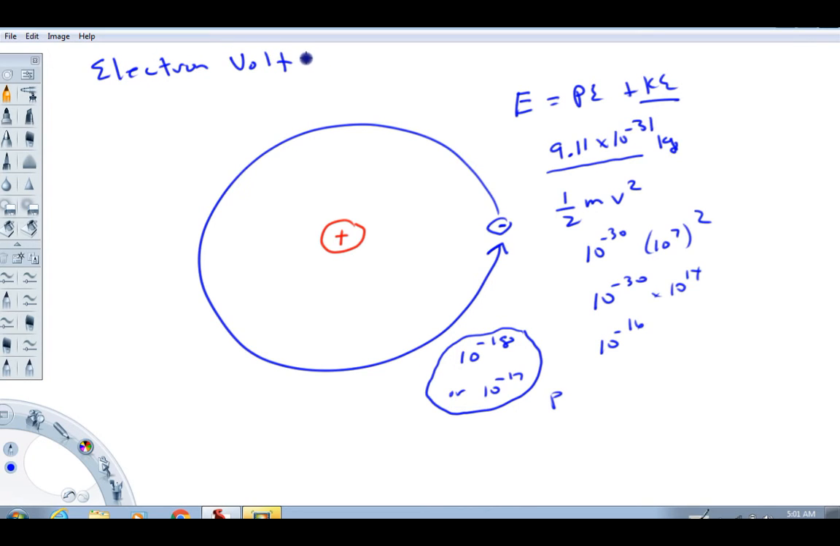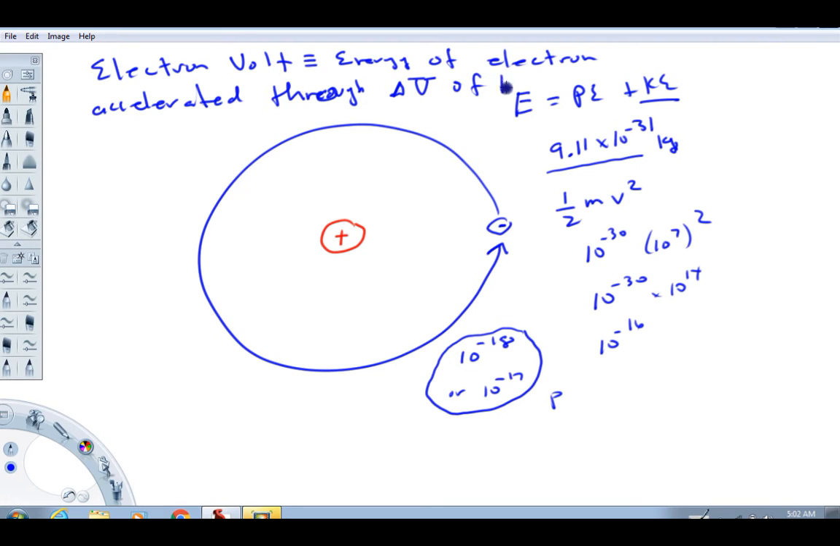And an electron volt is defined as the energy of an electron accelerated through a potential difference. I'll just put a delta V here, potential difference of 1 volt. Okay. So you notice that the term voltage is kind of important here.